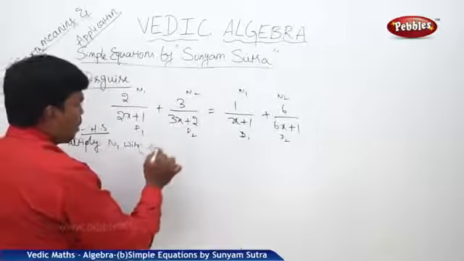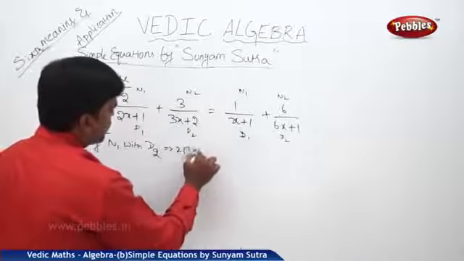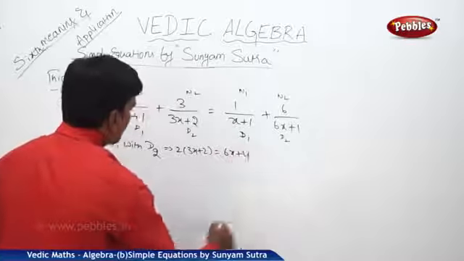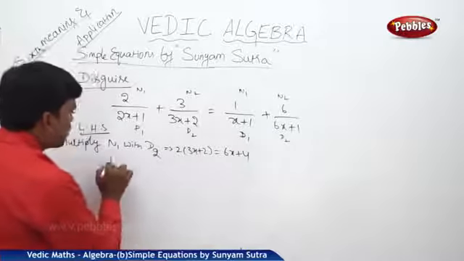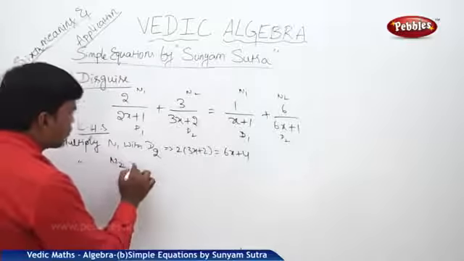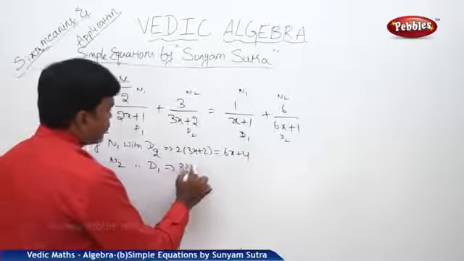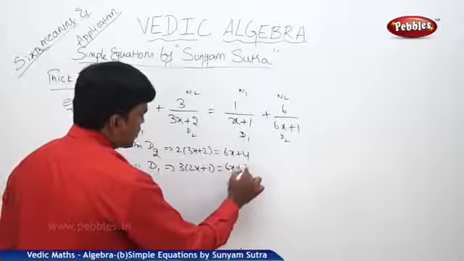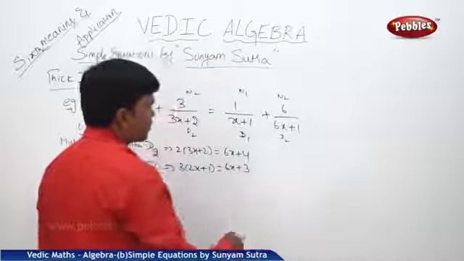So how much will you get? 2 into 3x plus 2, that is 6x plus 4. Similarly, multiply numerator 2 with denominator 1, that is 3 into 2x plus 1. How much will you get? 6x plus 3. So see on the right hand side.